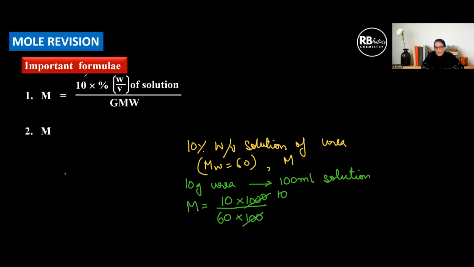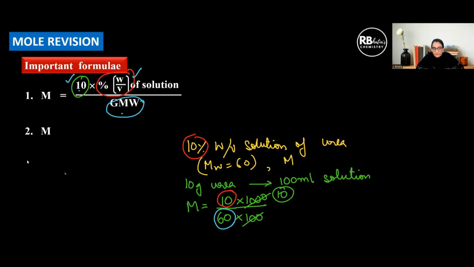So what is the formula? This 10 is this 10. Then this percent weight by volume is this percent weight by volume. And then this gram molecular mass is this gram molecular mass. Clear? So this is how we do the application: percent weight by volume into 10 upon gram molecular mass.